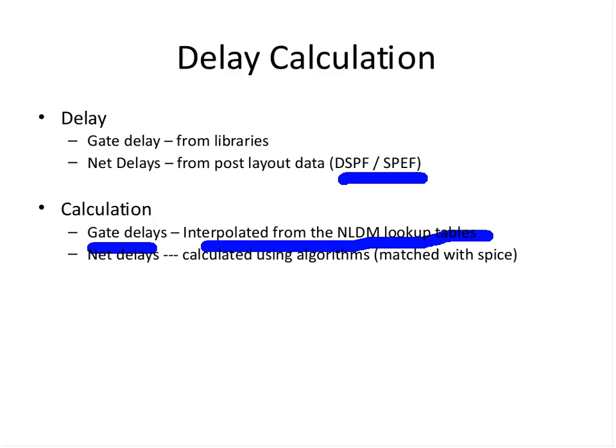Using these R and C values, the STA tool has to calculate the delay, right? So they are calculated using algorithms. Let's say PrimeTime will try to match SPICE. SPICE is the reference. It will try to match the delay calculation to SPICE, which is very time consuming. The most accurate static timing analysis would be done using SPICE, but if you do that for a full chip, it will take days and days.